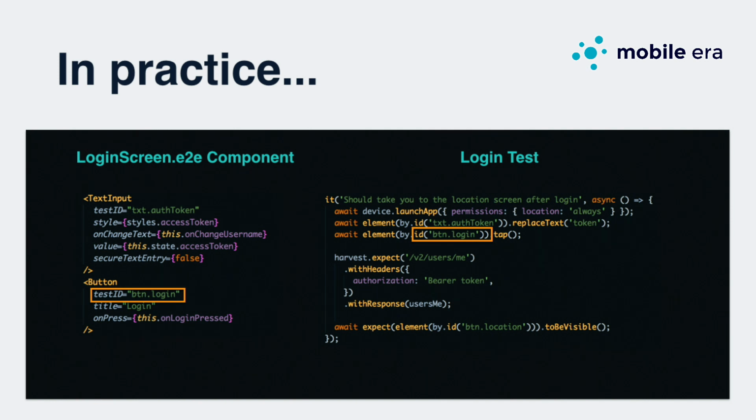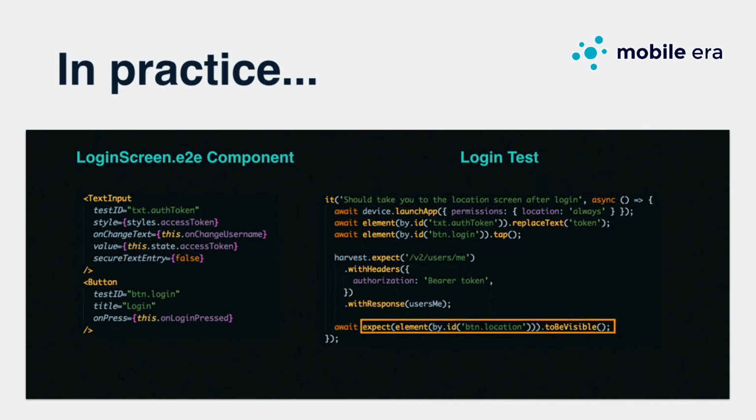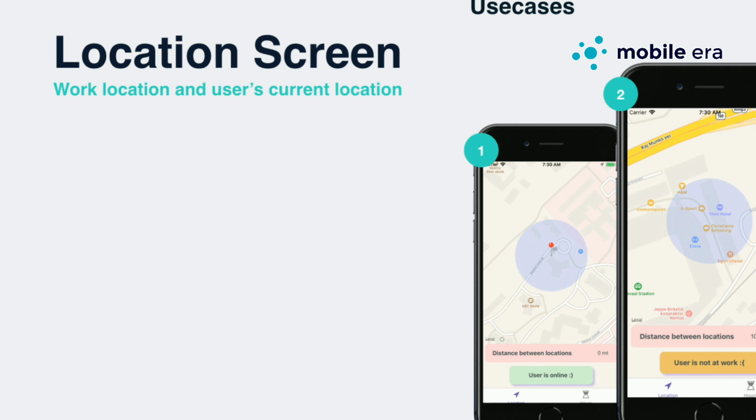Once we click on that element, we have here our harvest, which is our mocking server, and then we expect to get the user information based on the mocking. I think Erlend is going to get a little bit more into details. And therefore, we expect an element with ID button location to be visible, and that means that we actually switch into the next screen, which is the tab that I'm going to show you now.